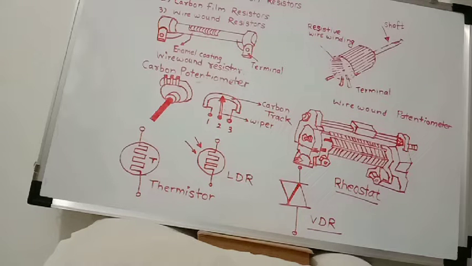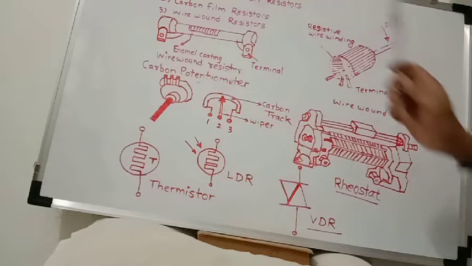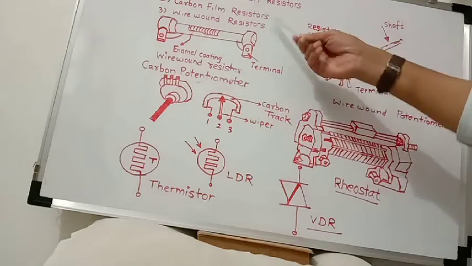Another speciality of these resistors is their low cost and low noise. Their cost is low and noise is lower than carbon composition type. The resistance range is from 10 ohm to 10 mega ohm, and the power rating is up to 2 watt. So these resistors are called precision type resistors.